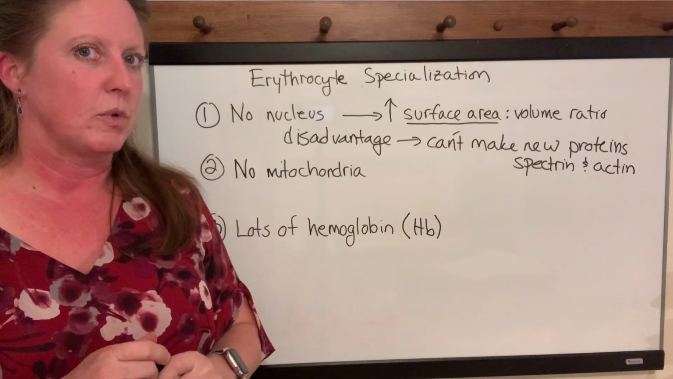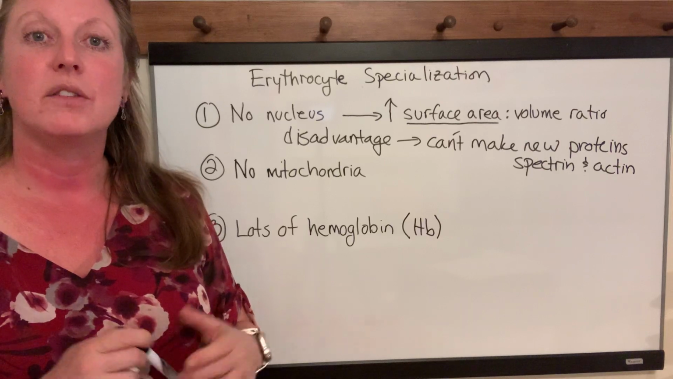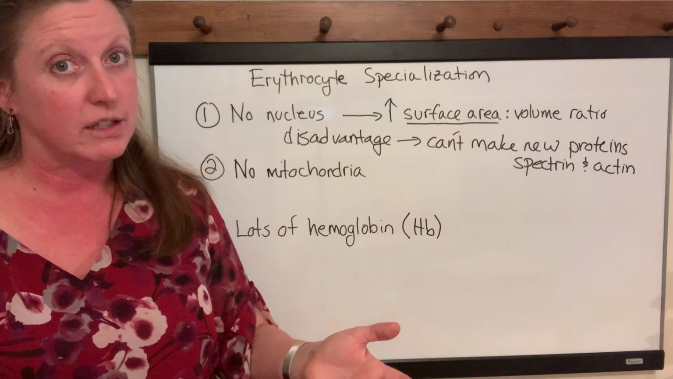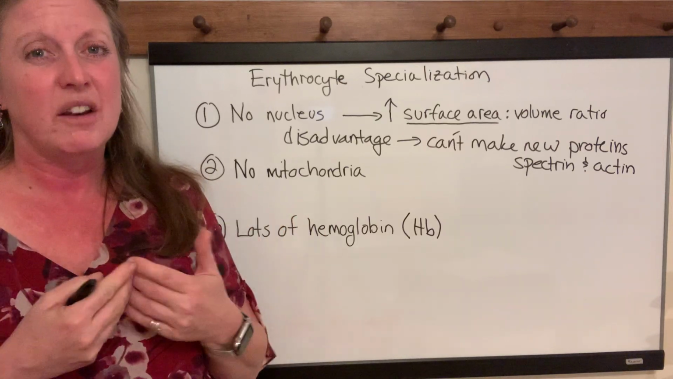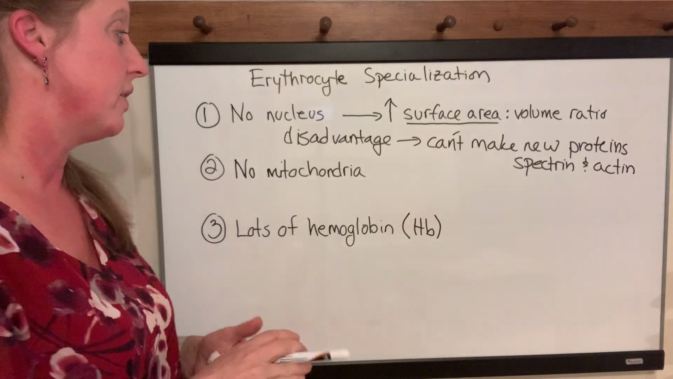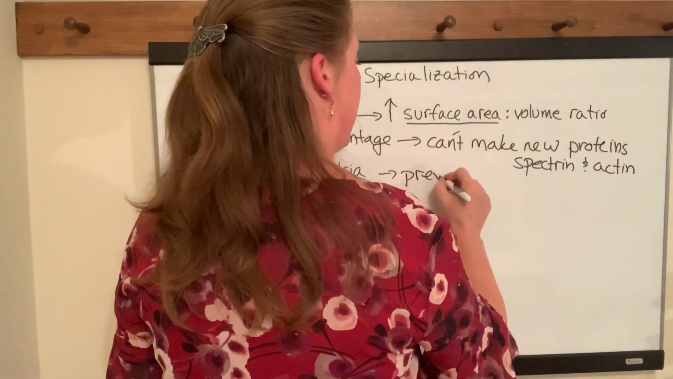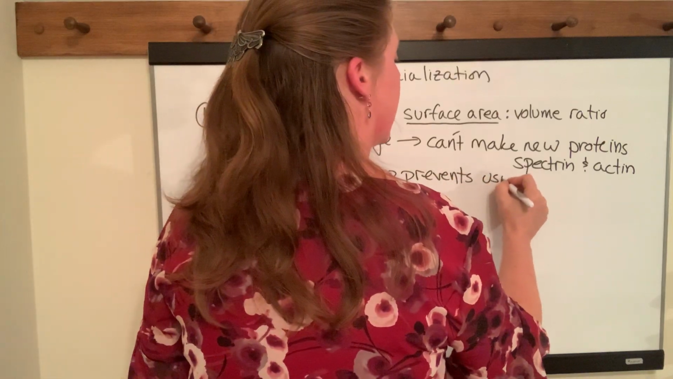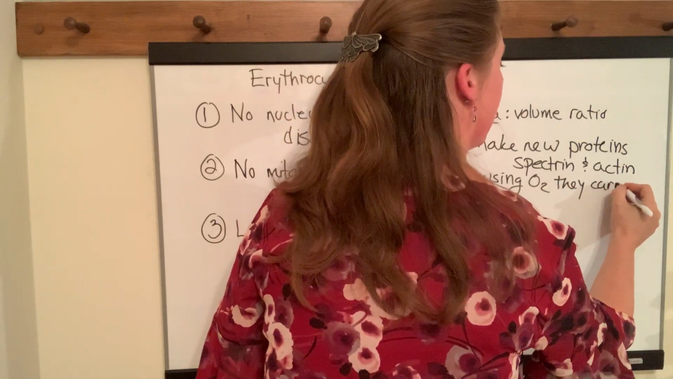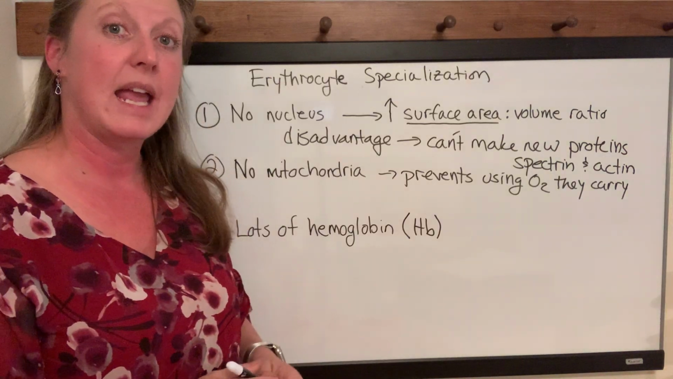Now, if you think about it for more than a second, you'll realize that it doesn't make sense to have mitochondria in the red blood cells, because if mitochondria use oxygen and red blood cells are trying to transport oxygen to the body, then there's a conflict of interest. So by getting rid of the mitochondria, this prevents them from using the oxygen they carry. That's the advantage. The disadvantage is that they can't use mitochondria to make ATP.